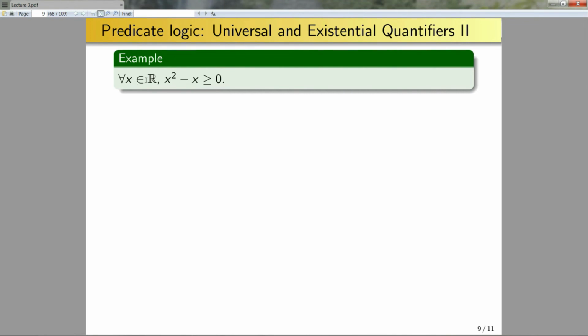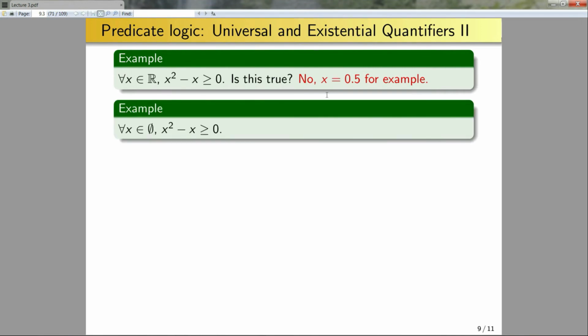For all x in the real numbers, x squared minus x is greater than 0. This is a universally quantified statement. Is this true? Well, no, I could pick a value, say x is equal to 0.5. That's a counterexample for this statement being true. Another one, there exists an x in the null set such that x squared minus x is greater than or equal to 0. So here, I'm jumping ahead a little bit, but the null set is the set that contains no elements. So there is no x in the null set. So is this statement true? Well, the hypothesis of the implication is false, so this will be trivially true.